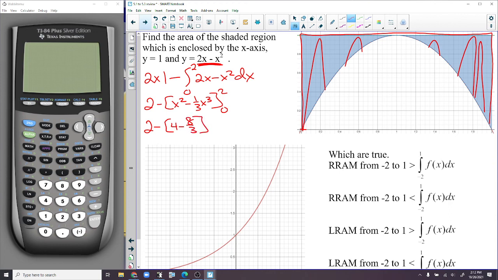And if we plug 0 in, we get 0, so I'm not going to worry about that. 2 minus 12/3 minus 8/3 is 4/3. 6/3 minus 4/3 is 2/3. There we go.